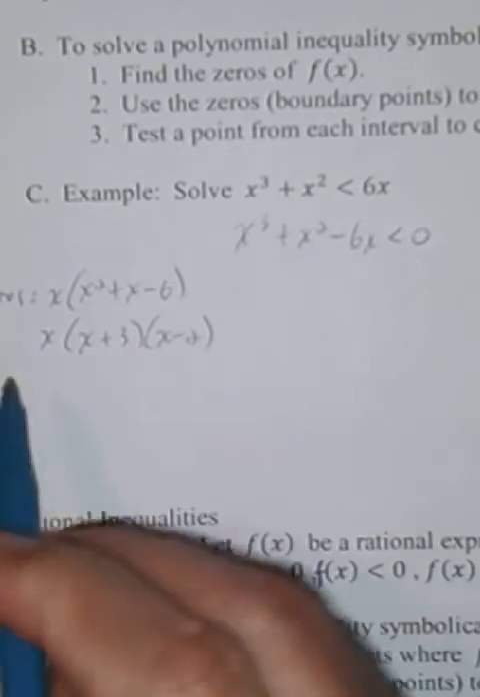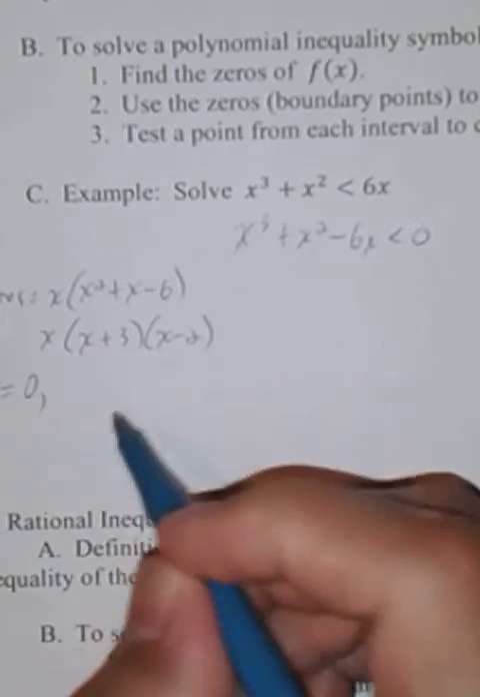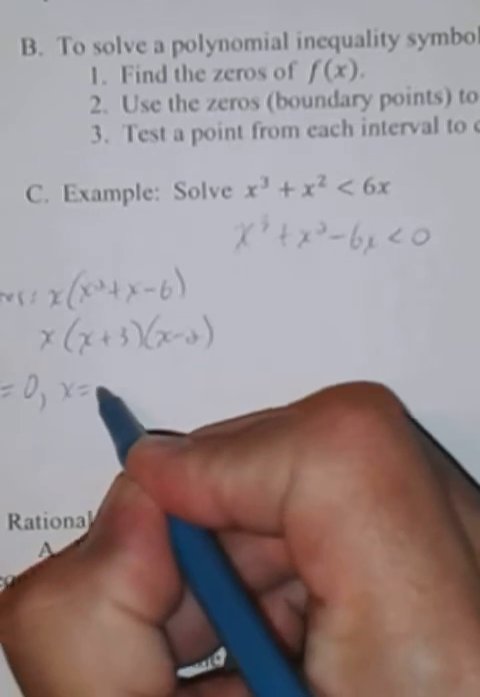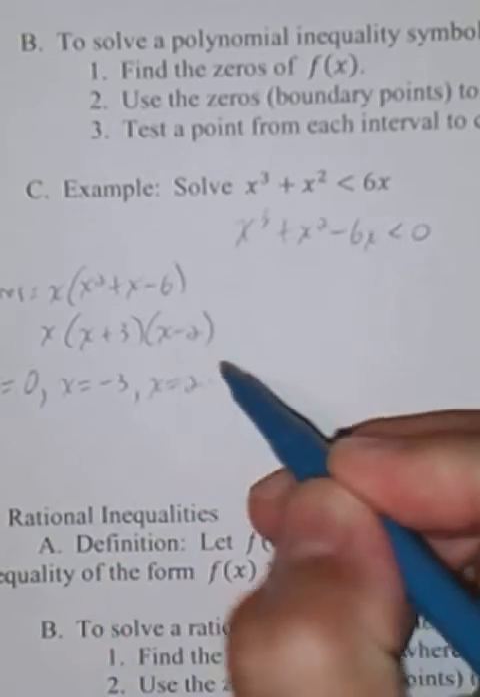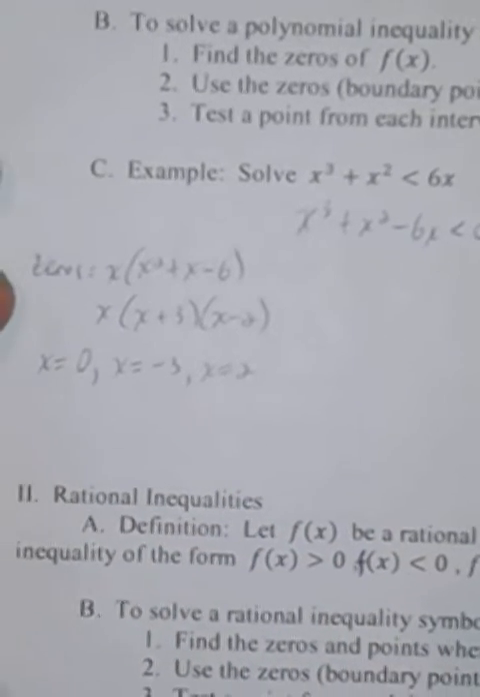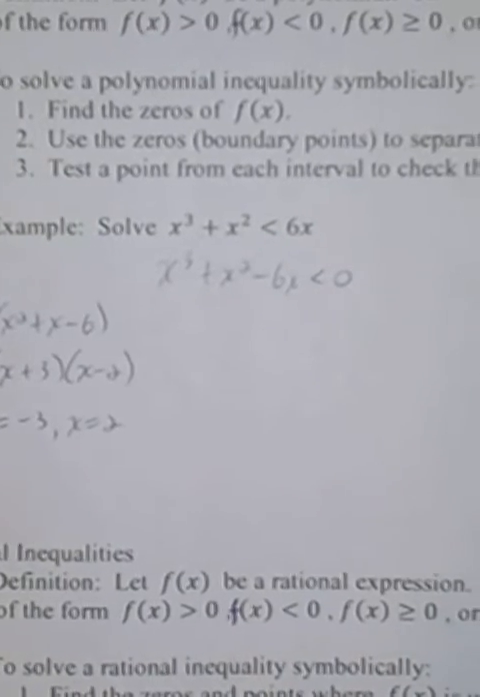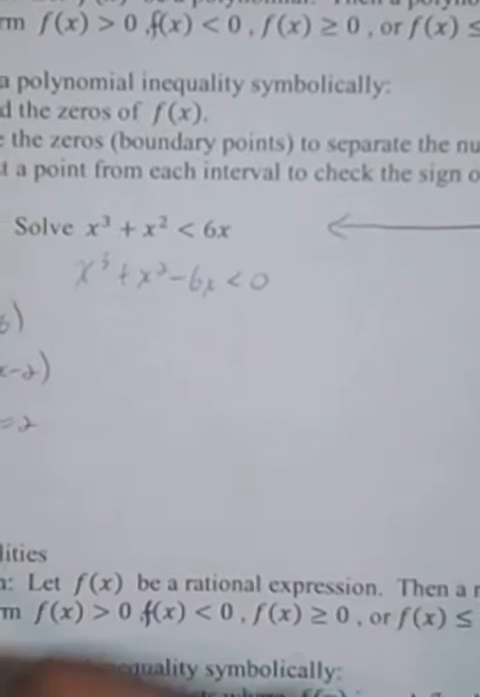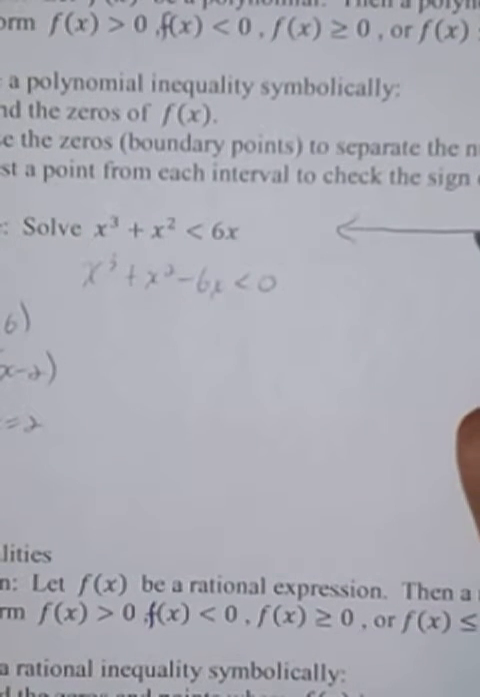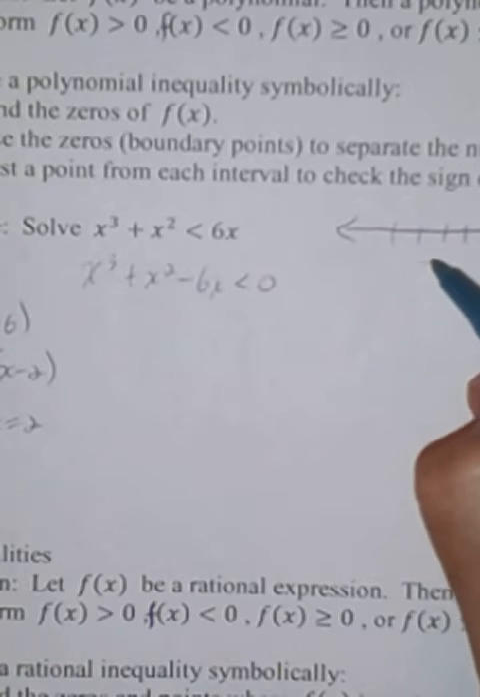x equals, from the factor x I get x equals 0, from the factor x plus 3 I get x equals negative 3, and from the factor x minus 2 I get x equals 2. And those are going to be my boundary values on my number line. So if I draw a number line and include those boundary values, so I'm going to have, let's say, 0, 1, 2, 3, 4, 5, and 2 is there. 1, 2, 3, 4, 5, and negative 3 is there.